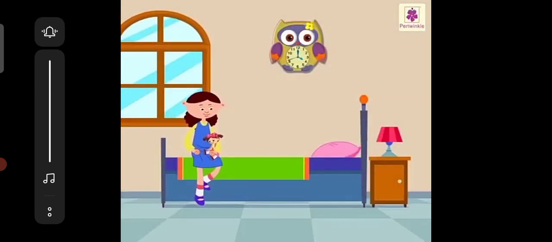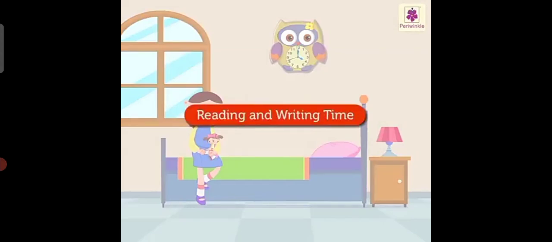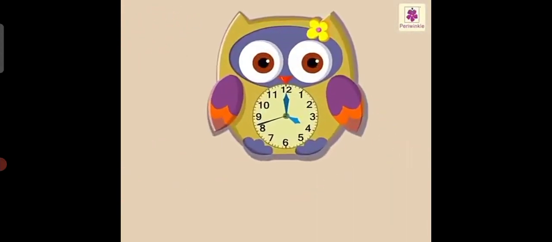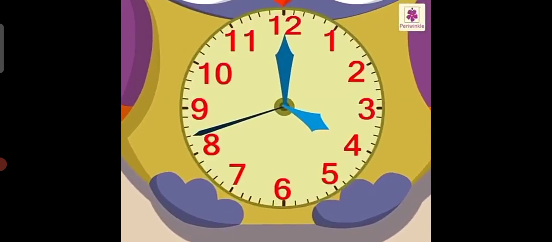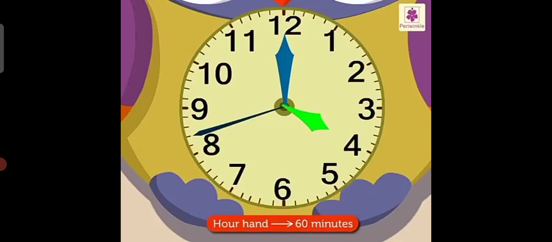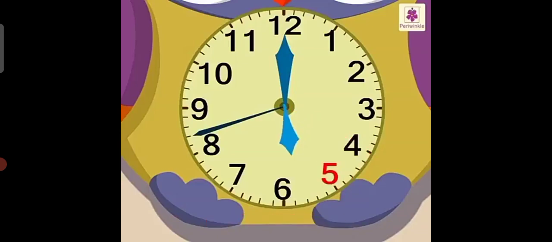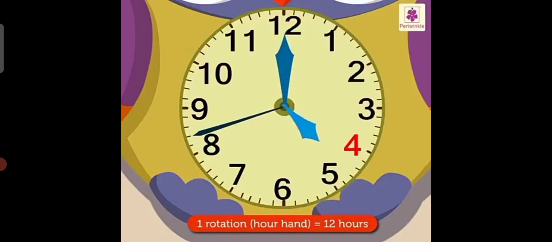Hello friends. Today, let's review reading and writing time with Alicia and her clock. Look at Alicia's clock. You will see 12 numbers on the face of a clock. Each number tells us the time in hours. An hour hand moves from one number to another in 60 minutes. It completes one rotation in 12 hours. Therefore, in a day, it rotates twice.